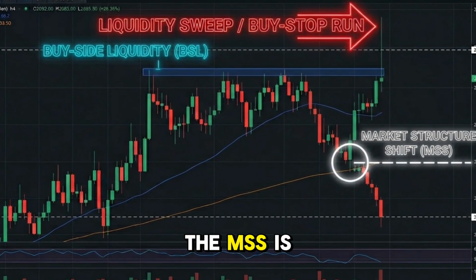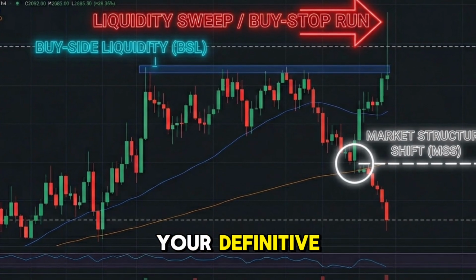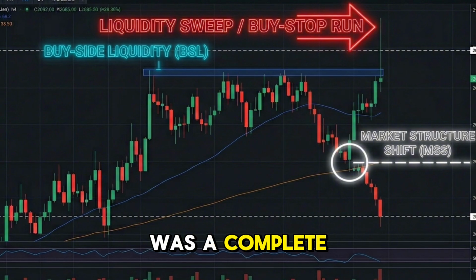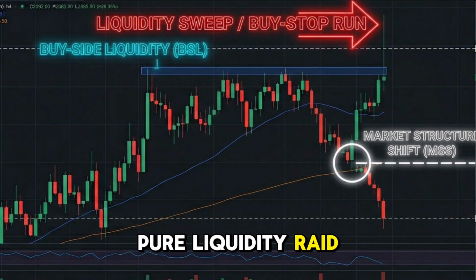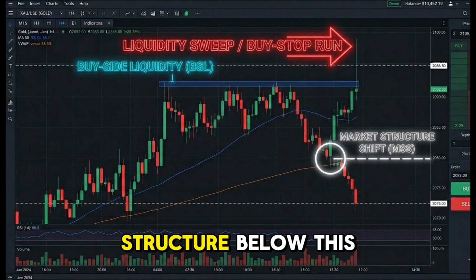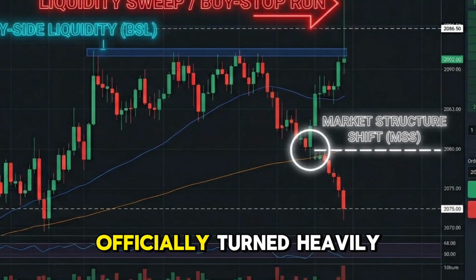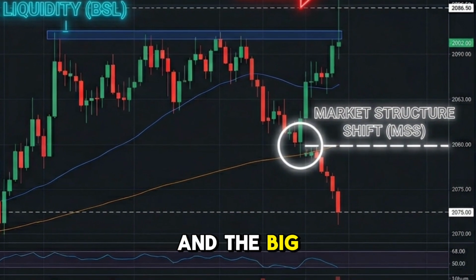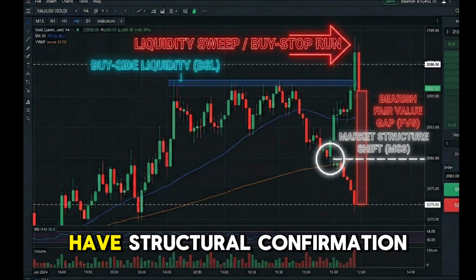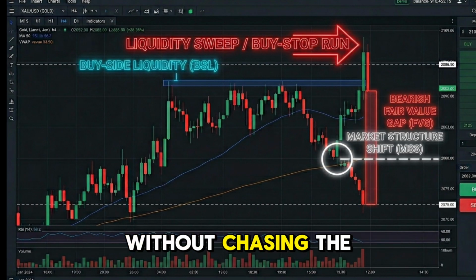The MSS is your ultimate saving grace as a technical trader. It is your definitive mathematical proof that the previous upward breakout was a complete lie, a pure liquidity raid. The fact that the institutions were able to shift the market structure below this key swing low tells us that the order flow has officially turned heavily bearish, and the big players are now fully committed to driving the price lower. Now that we have structural confirmation, how do we actually execute this trade without chasing the price?